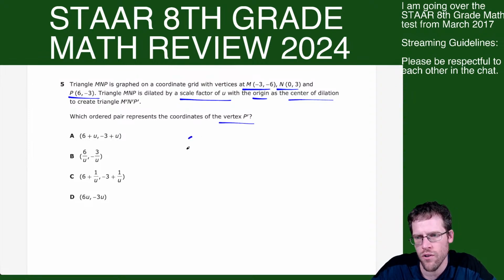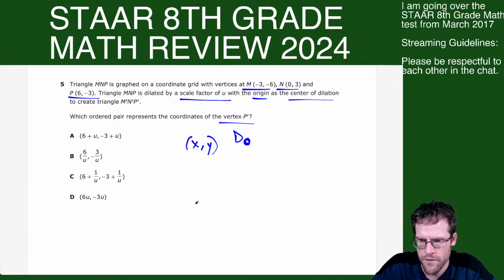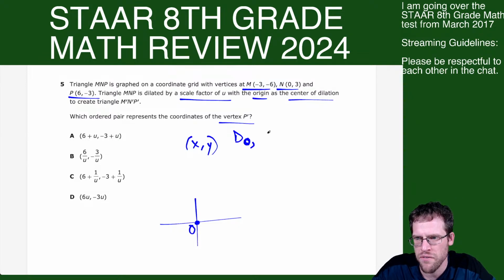Okay, for one, just know that when you have a point (x, y) and you do a dilation, this is the notation if you've never seen it. The dilation with a center at the origin. So we're just going to say that O means if I have some graph here, O is the origin. So that's our center. And we dilate by a scale factor of u. Then the coordinates are just going to be x times u. And so I could just say x times u, comma, y times u. All right, so that's the idea we're going to use for this question.